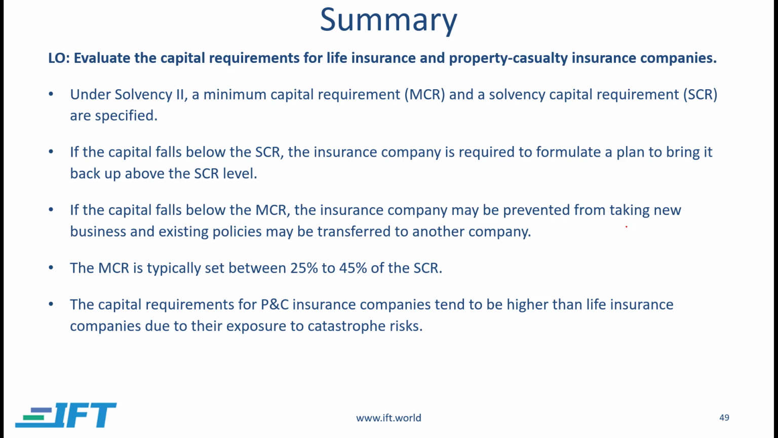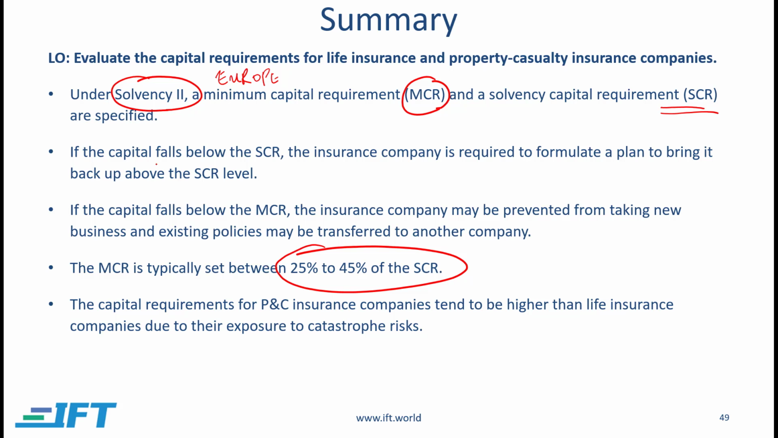Now, in terms of regulation, we talked about Solvency 2, and this is in Europe, right? They specify a solvency capital requirement, the SCR, and a subset of that is the minimum capital requirement, which is around 25 to 45% of the SCR. So obviously, if the capital of an insurance company starts falling, it will first fall below the SCR, and then naturally they have to bring it back above the SCR. But if they are unable to do that and it keeps falling and even falls below the minimum, then at this point the regulator is going to say, okay, that's enough. You cannot write any new policies, which means you cannot take on any new business, and even your existing business might be transferred to another insurance company.